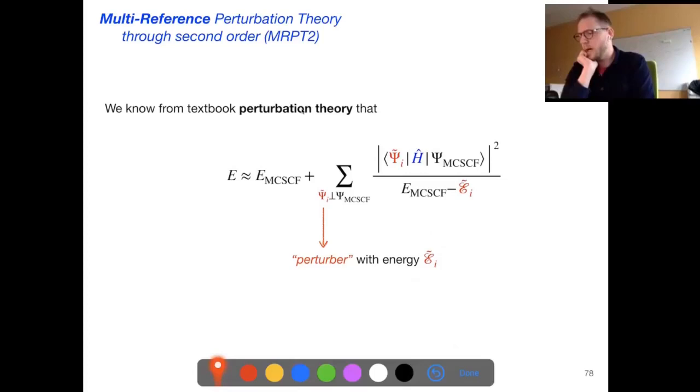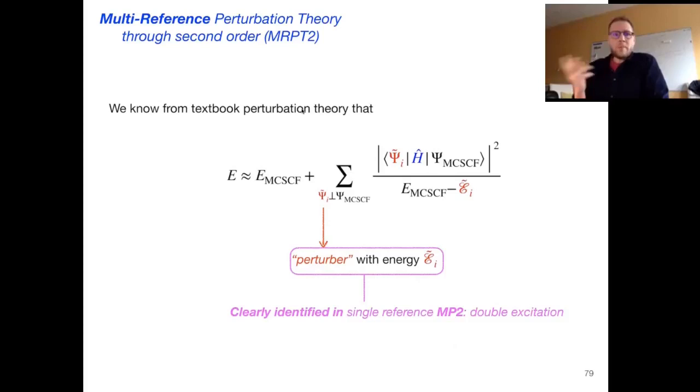All right, so when you do MP2, you start from, your reference is the Hartree-Fock determinant. And well, these perturbers are clearly identified. You know exactly what they are, and they are double excitations. The singles do not contribute because of the Brillouin theorem, and the doubles come naturally out of the box, as Vincent was talking about. This is what's happening in MP2.